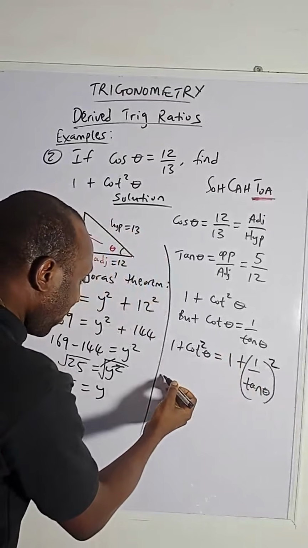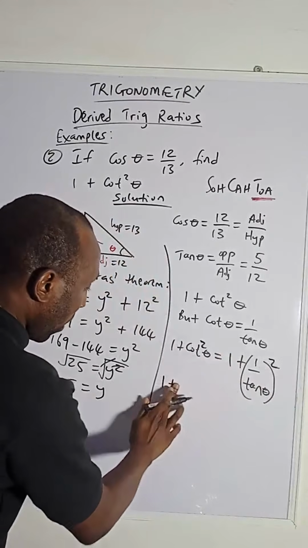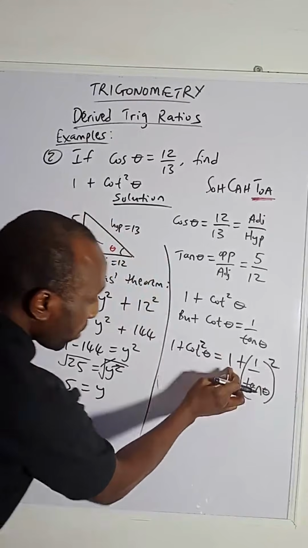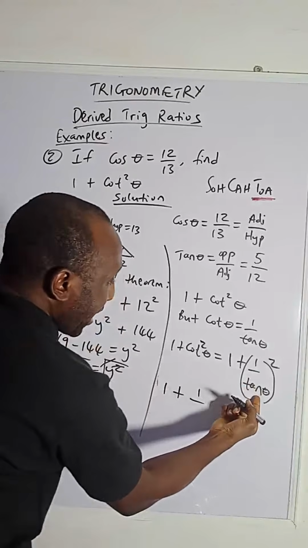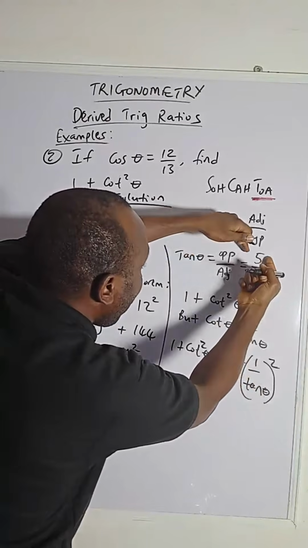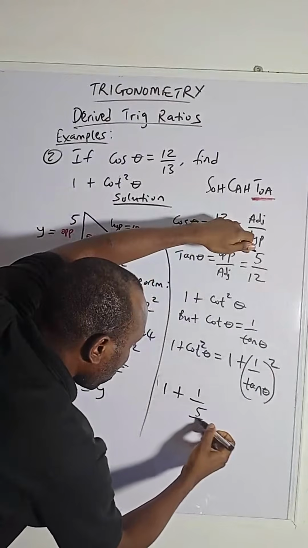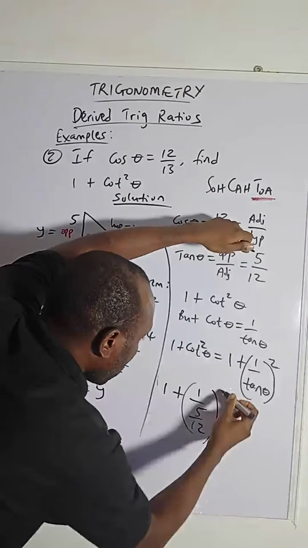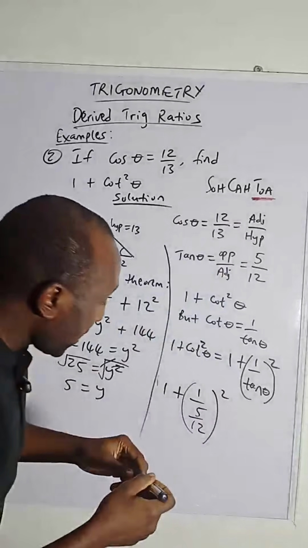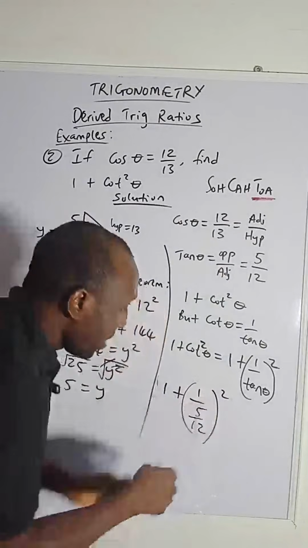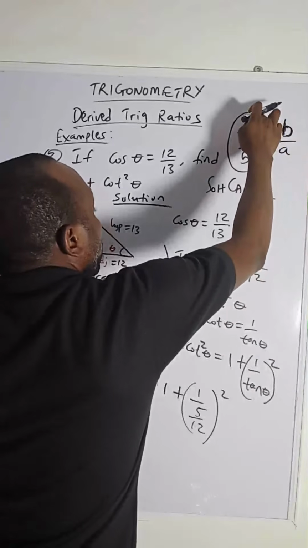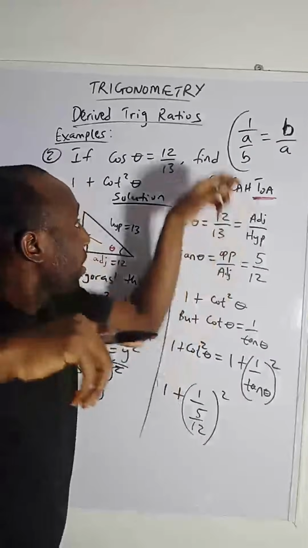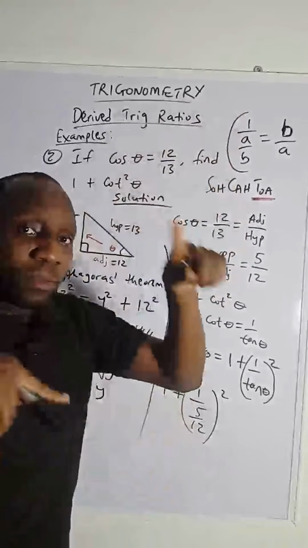So moving on, 1 plus 1 over tan theta. We got tan theta as 5 over 12, all squared. See, 1 over 5 over 12, you are going to take the reciprocal. Just take away this 1 over and turn this one upside down.